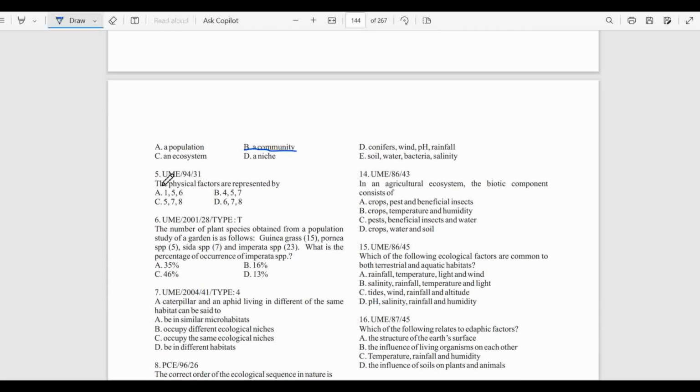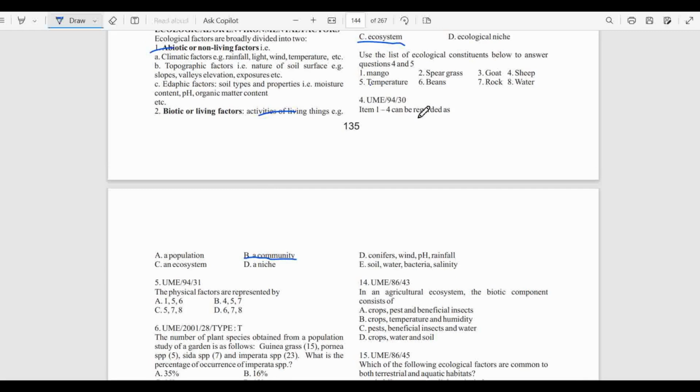Question number 5. Physical factors are represented by, so which of these represent physical factors? What are physical factors to begin with? These are the abiotic factors. So which of these represent physical factors? You have temperature, you have rock, you have water, and that will be 5, 7, 8. Which of the options carries 5, 7, 8? Option C, and that is the right answer.